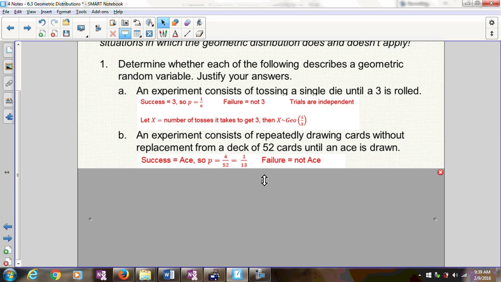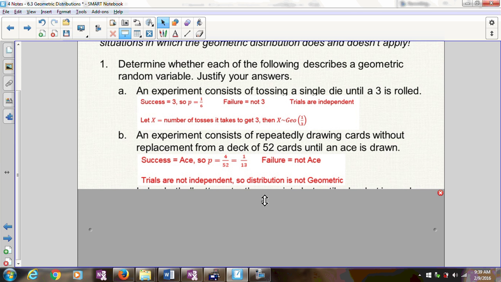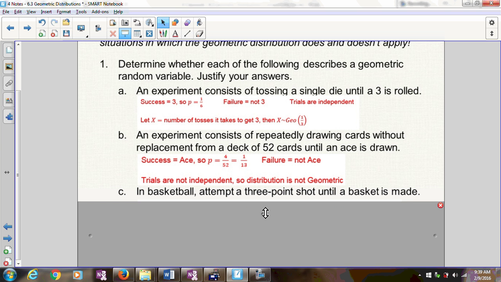However, if we're not putting the cards back, if we're not replacing them, our population isn't large enough for the probabilities to remain pretty constant. So because we don't have independence, this is not a geometric distribution. And finally, in a basketball, we're going to attempt a three-point shot until a basket is made.